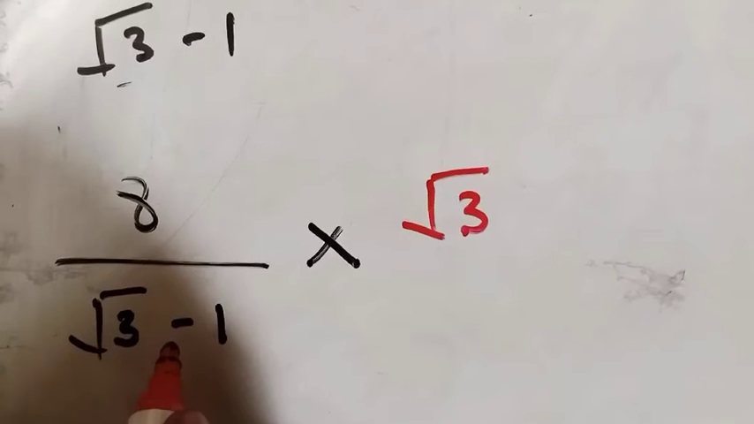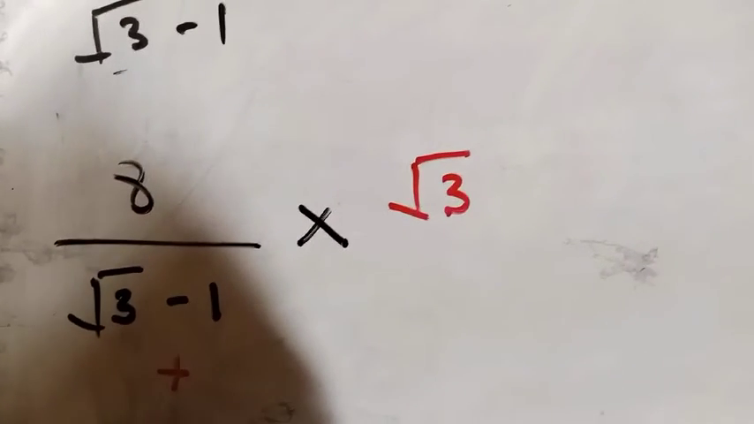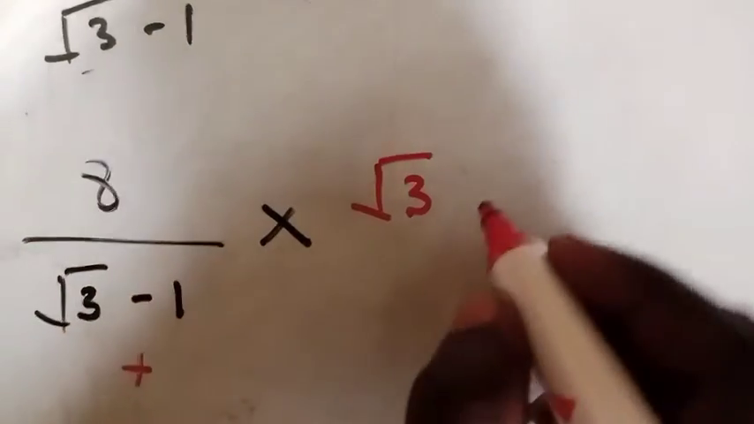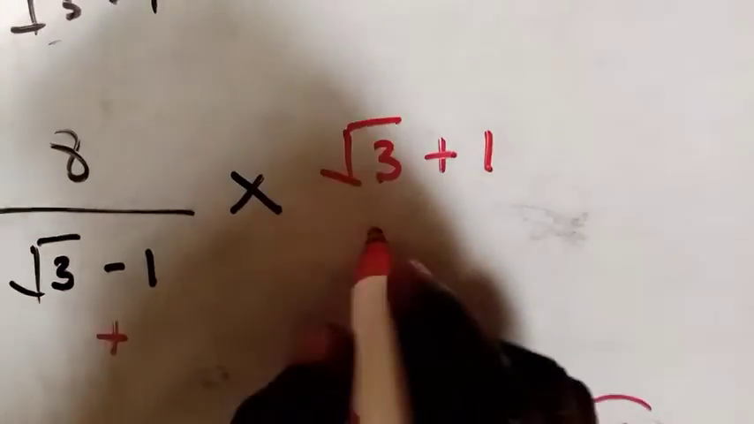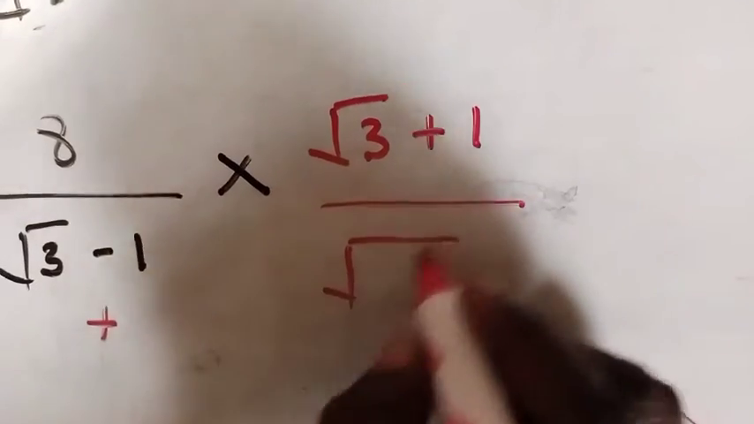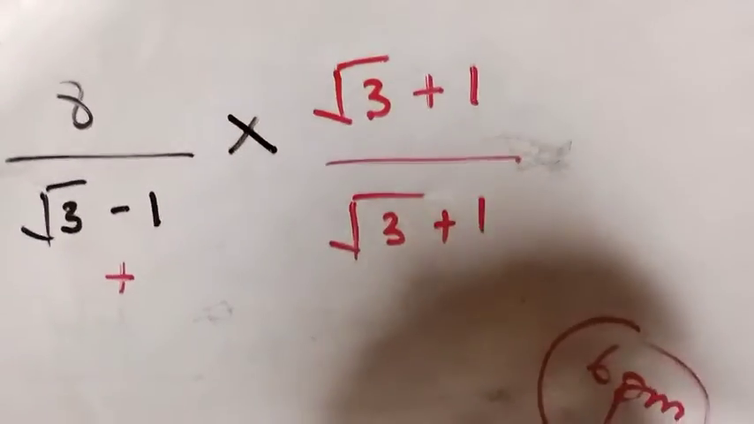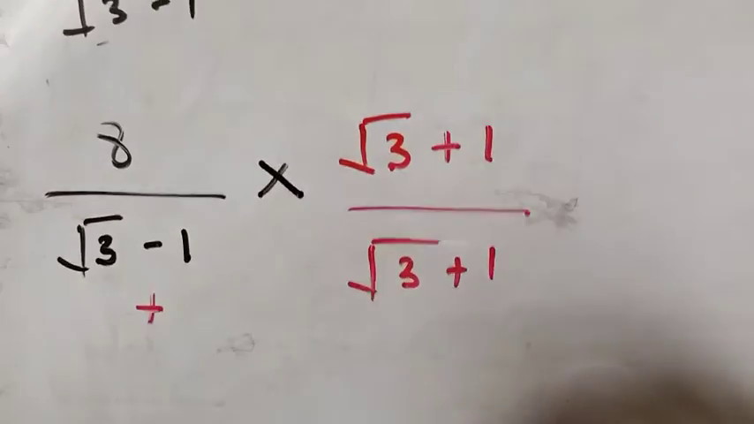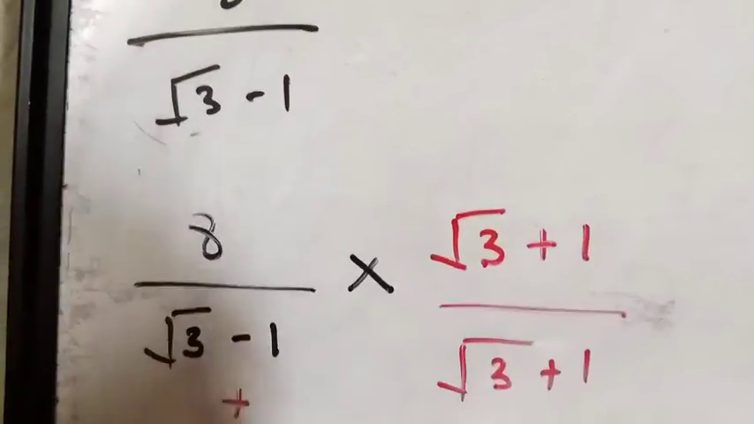So the sign here, if this is a subtraction, the opposite will be addition. If you are multiplying, you are going to multiply that by what? Plus what? Plus 1. You just change the sign in between, and then everything divided by the same thing, root 3 plus 1, right? So this is how to rationalize the denominator with two terms.